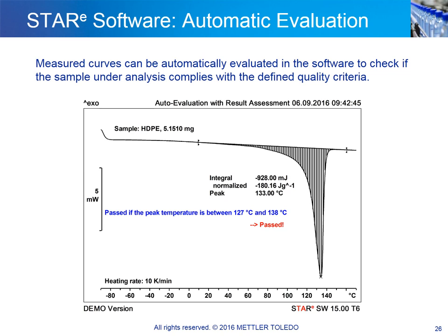Such analysis routines can even be connected to a method, so that results are produced immediately on completion of the experiment. An example of such an automatic evaluation is shown on the slide. The melting of high-density polyethylene was evaluated automatically, and the result was tested against upper and lower limits. The slide shows the predefined message, displayed in red, that the sample has passed.